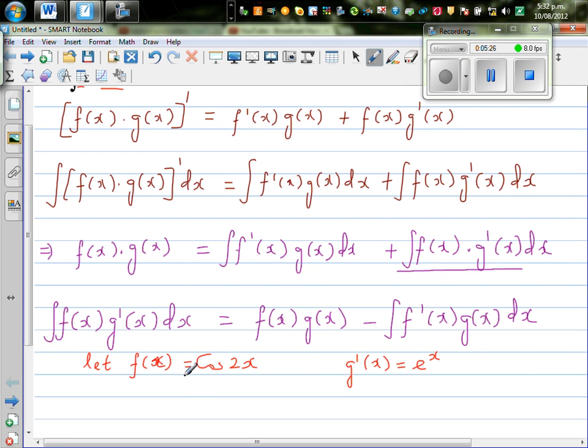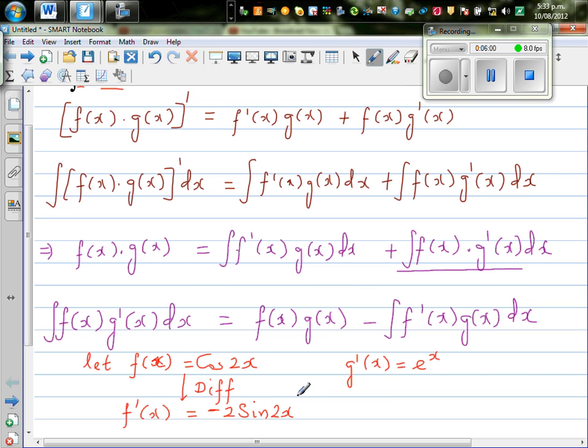So now here you're going to differentiate. I'm going to differentiate this to get f dash x, or f prime x. The differentiation of cos 2x: it will differentiate inside, so it will be minus 2 sine 2x. I hope you know this. Differentiation of cosine gives sine with a negative sign, and differentiating inside, you have to put 2 here. Okay, so that's the first step.